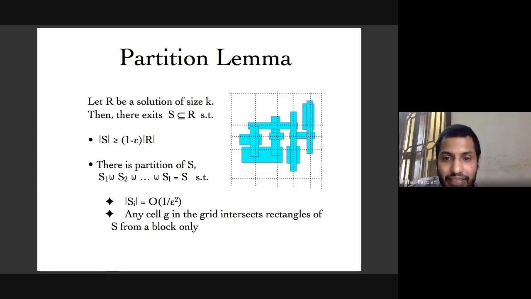And any cell, what is a cell? Yeah, this is a cell. In this grid you can see a lot of cells, roughly order k square cells, or at most order k square cells. For any cell in this grid, it intersects rectangles of S from a particular block only. You pick a cell, it can intersect the rectangles from a block Si. If it is intersecting a rectangle from Si, then it will not intersect with another block in S, which is Sj. Okay. So this is the statement of the lemma.